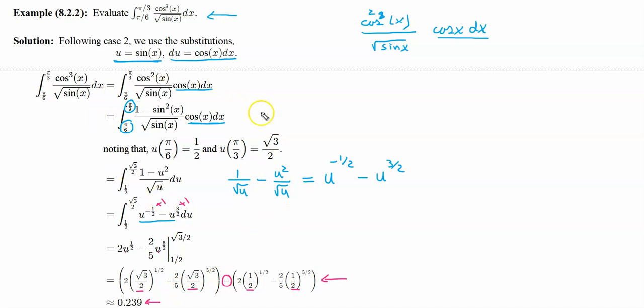Okay, so that's how we handled this problem. This was a problem that was a case 2 type problem. Even though the m and n were not integers, in particular the m was not an integer, we could still handle this problem. Let's take a look at one that is in case 3 now.